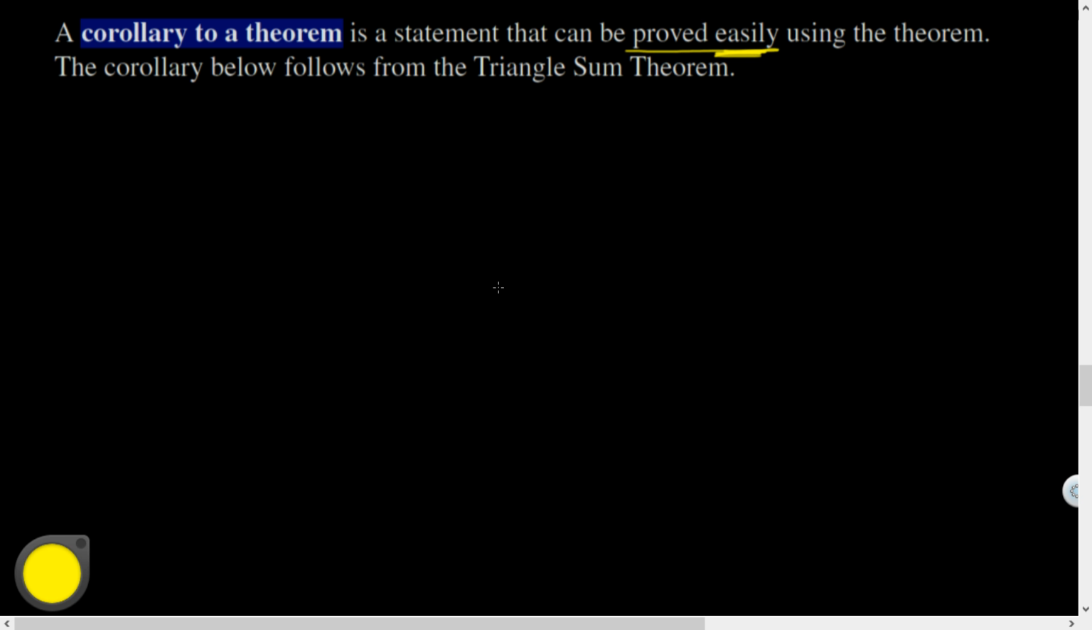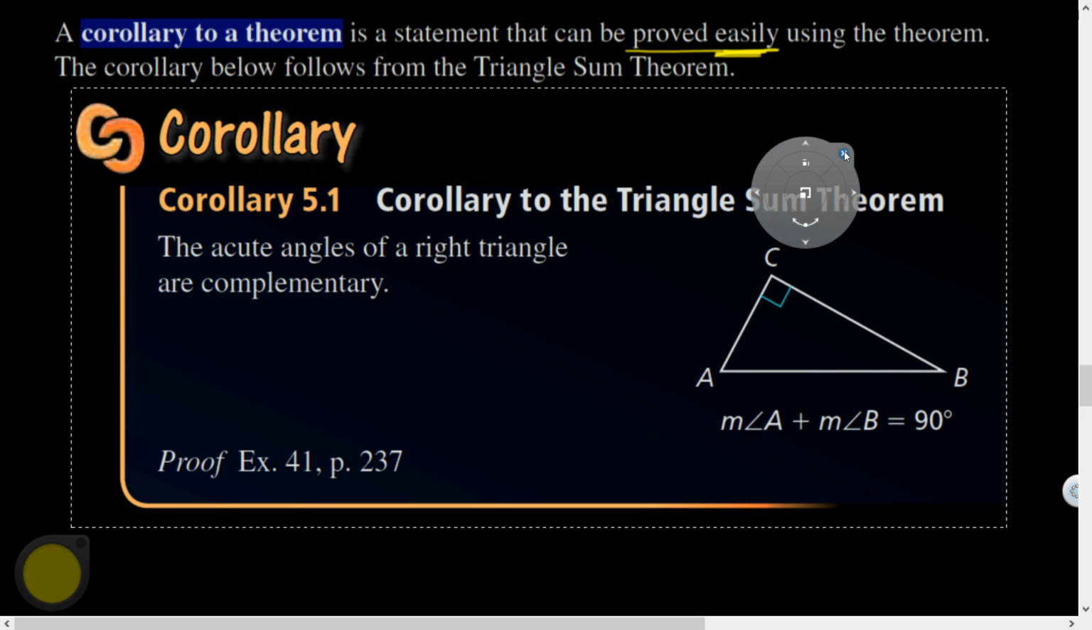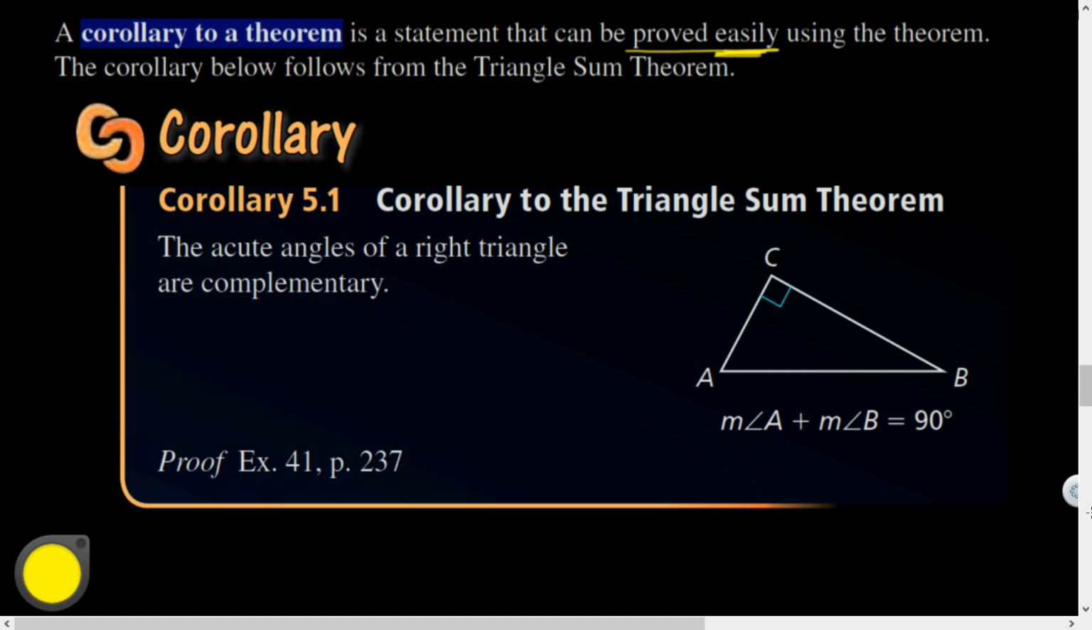It is one small step after someone else did all the hard work. That's what a corollary is. It's kind of like the postulate after the theorem. So here we go, a corollary to the triangle sum theorem. Check this out. The acute angles of a right triangle are complementary.